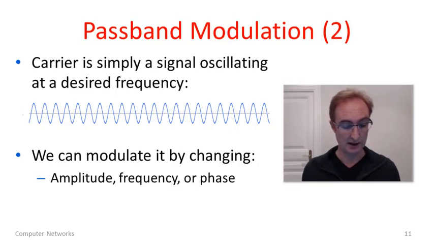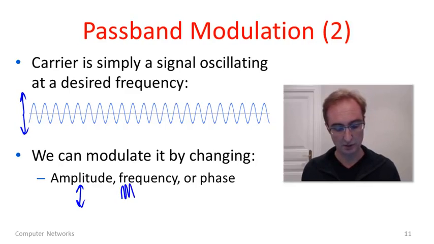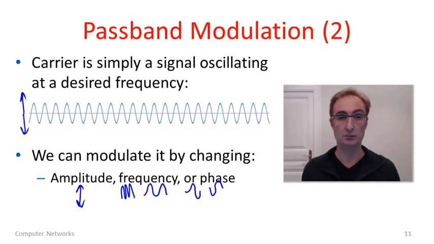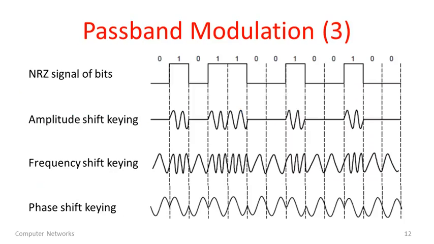We can change the amplitude, that's how far up and down it is. Maybe I should draw here, the amplitude is how far up and down it is. The frequency is how fast it wiggles. We can have it wiggle quickly or a little bit more slowly. And the phase is where it is in its cycle. We could change the phase from up down to maybe down up, would be different phases. Let's see an example.